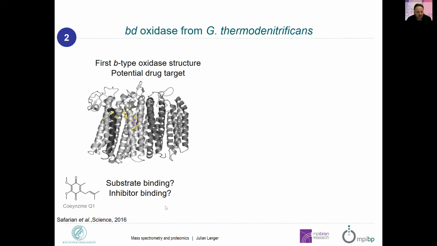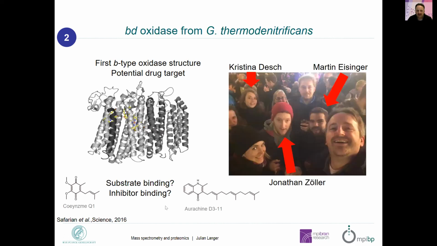So we looked at substrates, which in this case is coenzyme Q1, an electron donor, donating electrons for oxygen reduction, or aurachin D, which is a fungal derived suicide inhibitor for the BD oxidase. Again, the work now is done by Jonathan and Martin, and also Christina, a former master student in my lab, who then joined for her PhD, but then went over to do more brain research related work. Anyway, so the following data is basically generated by these three.